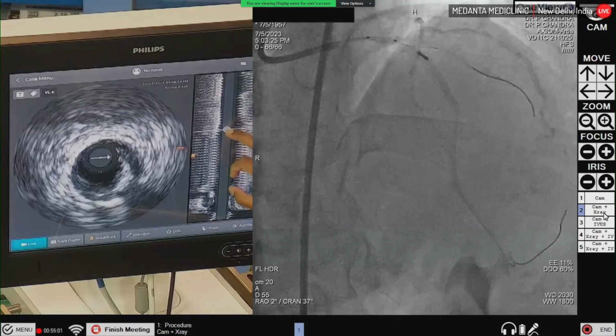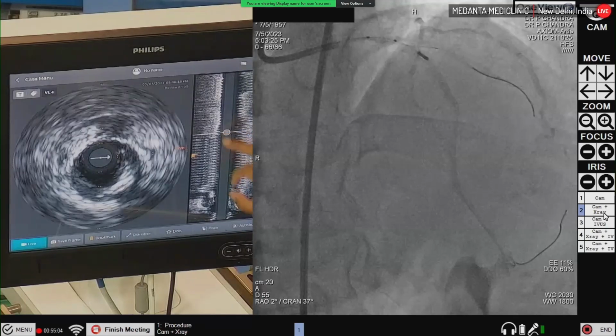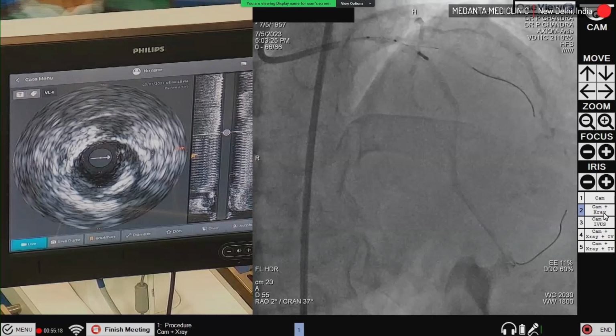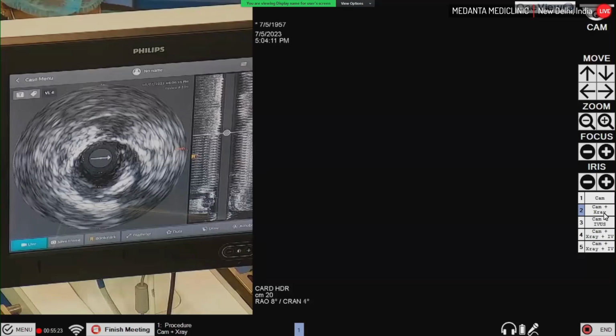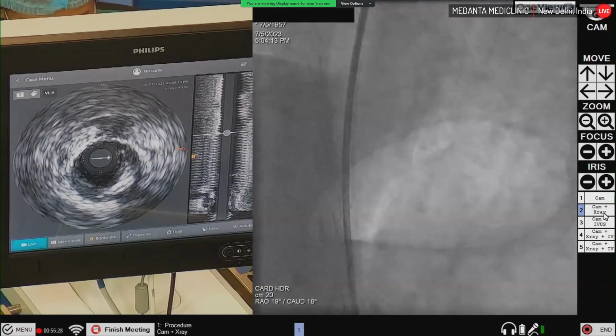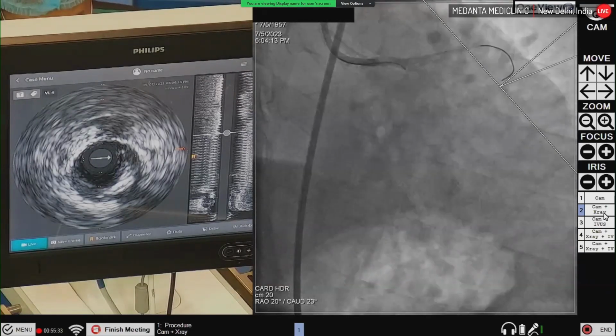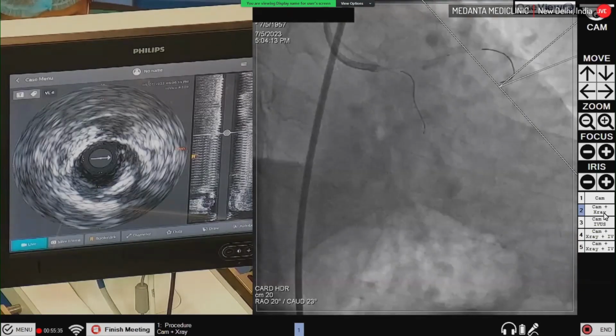So what I will do is, typically I will leave this wire here for a while and take the diagonal wire and we'll start treating the circumflex. Okay. So come to the RAO caudal projection, keep the wire here, put a sheet here. So now hopefully we are done with this LAD. As the lumen looks good, everything is fine.